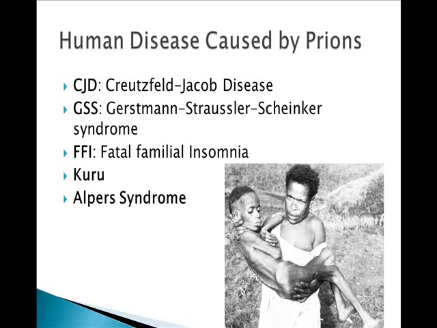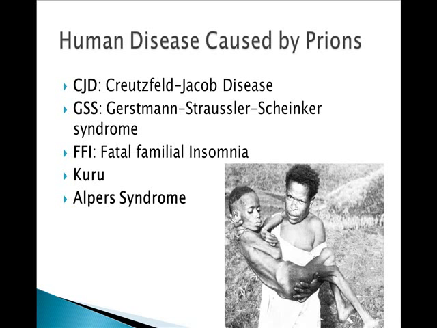Kuru is the one that first brought attention to prion diseases in humans, and this little boy that's being carried by his mother is an example of a child affected by kuru. It was first discovered in the 1950s in geographically isolated tribes in the Foray Highlands of New Guinea. These tribes have a religious ceremony in which they honor their dead, and by honoring their dead, they ingest parts of their bodies. So it's a cannibalistic ritual.